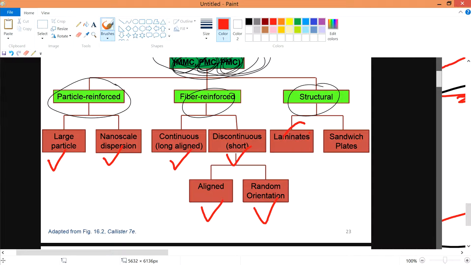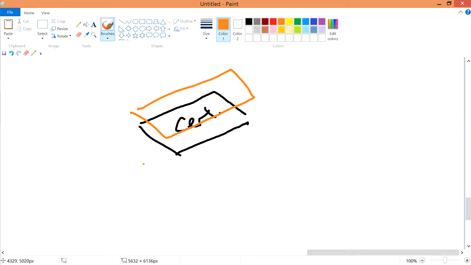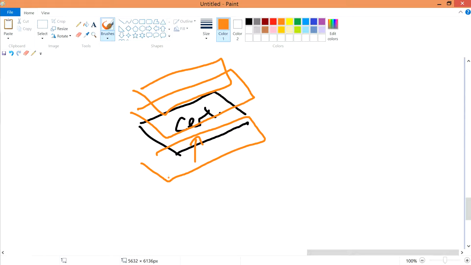Now the next one is laminate and sandwich plate. Laminate by definition: say you join a singing competition and you have a set, and you don't want to crush it because it's paper. So you go to the lamination shop and laminate it using plastic, and it becomes a laminated thing. So it's just lamination. You can laminate multiple layers, things like that.